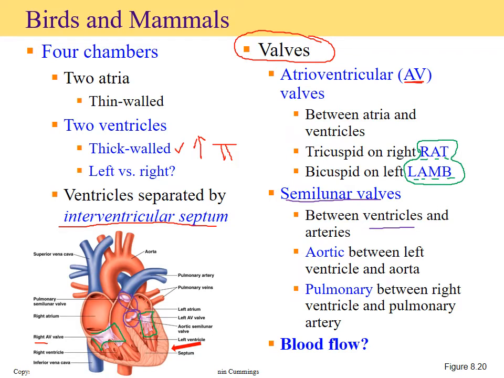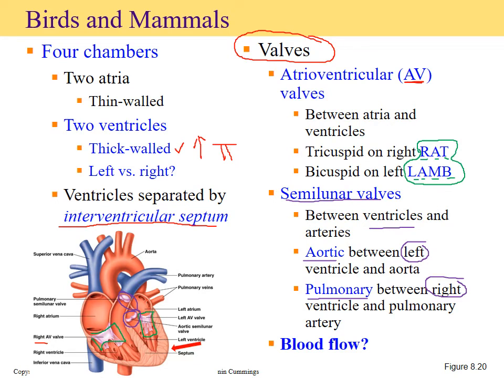And you're going to have on the left-hand side your aortic semilunar valve, and on the right-hand side your pulmonary semilunar valve. So right is for the pulmonary and left is for the aortic, which all makes sense of our definition of pulmonary versus systemic circulation.